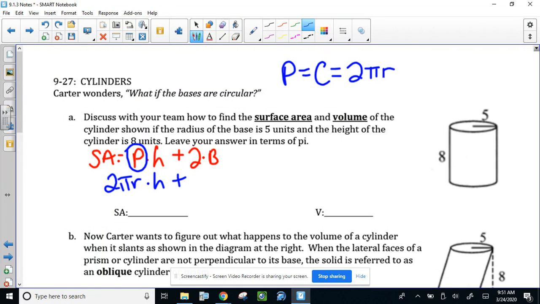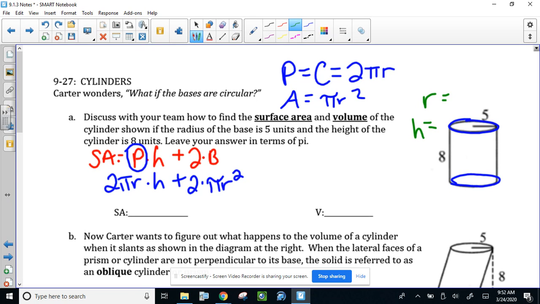And the area for a circle is always the same, and that would be our pi r squared. So we would get the area of the circle on the bottom and the area of the circle on the top, or vice versa. And we have 2 of them, so we'd say 2 times pi r squared. What's great about cylinders is that we only need to know the radius and the height, and that will help us calculate our surface area for the cylinder.